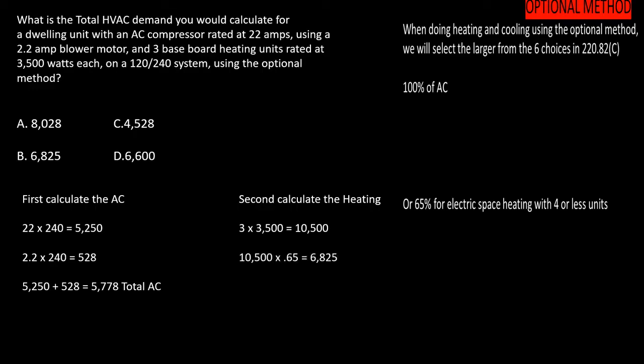Now we're allowed to add a 65% demand factor to that, and that's going to reduce the load down to 6,825 VAs. You still see that even with this reduced load and such a small number of baseboard heaters, the heat still ends up being the larger load. So we're going to select the larger, and we are going to select B.